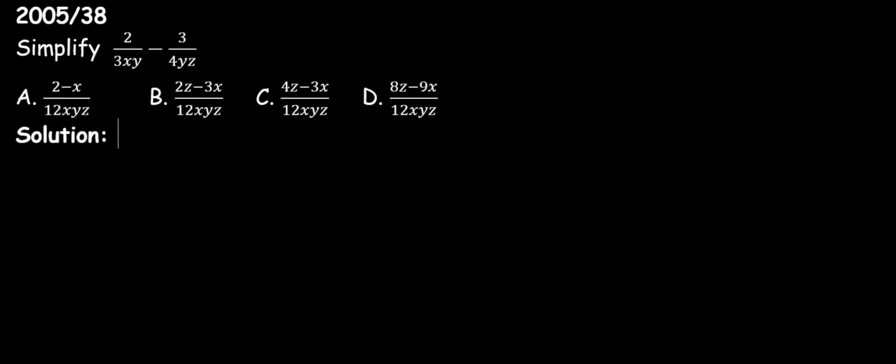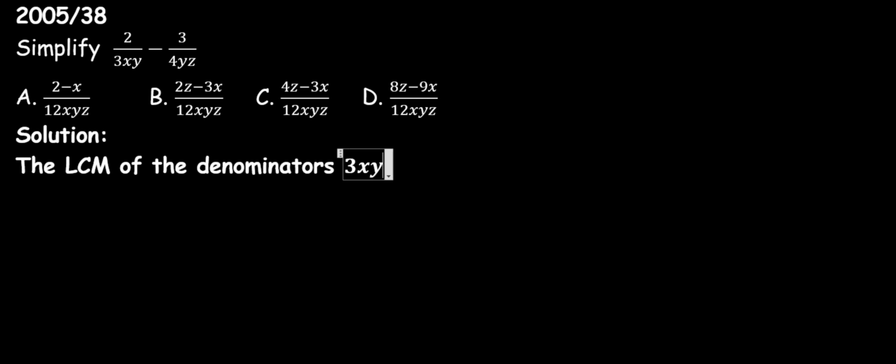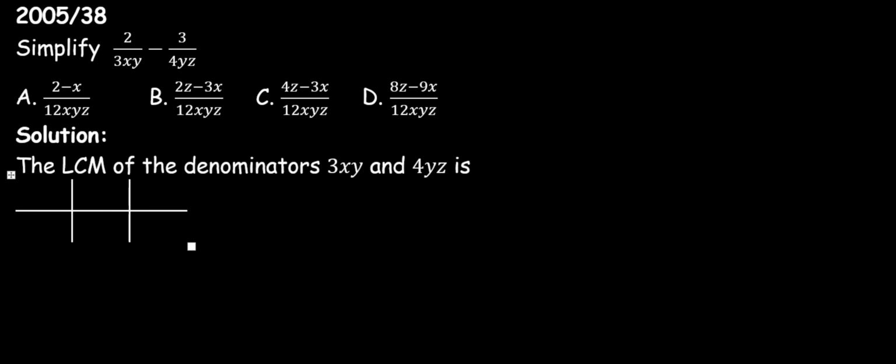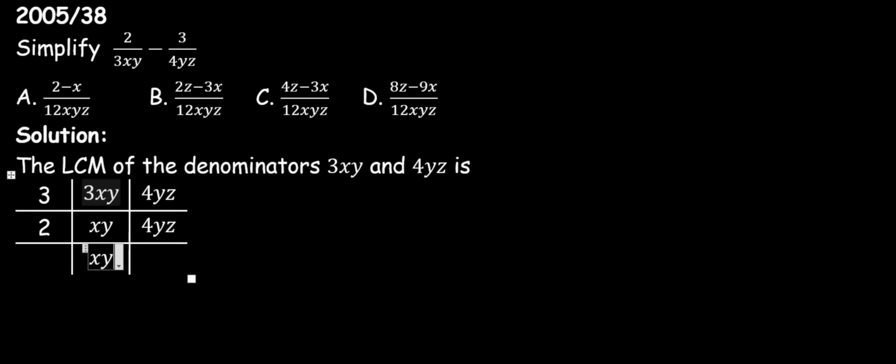The LCM of the denominators 3xy and 4yz is gotten as, first we input our numbers, which is 3xy and 4yz. Then, starting with the numbers, we're looking for the LCM now. 3 divide 3xy, you bring your xy down. Then 4yz remain the same, you bring it down. Next, we go with 2. 2 divide, you bring your xy down. Then 4yz become 2yz.